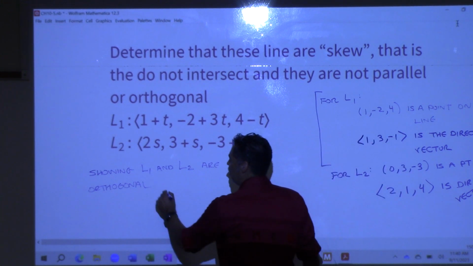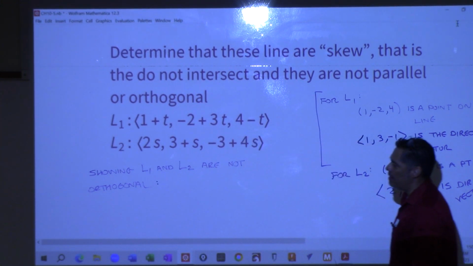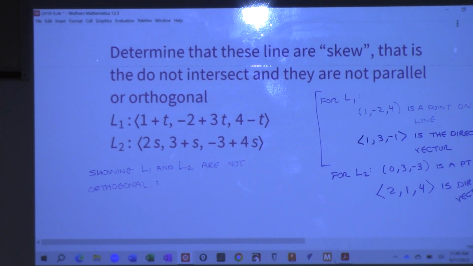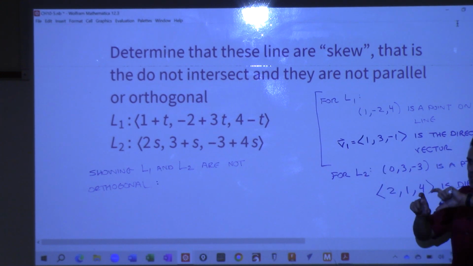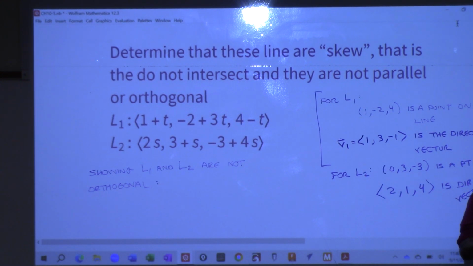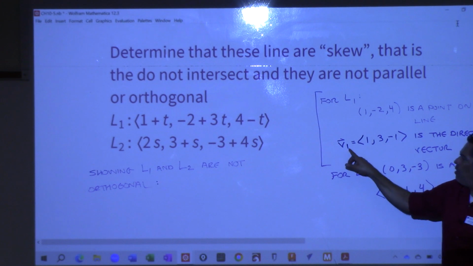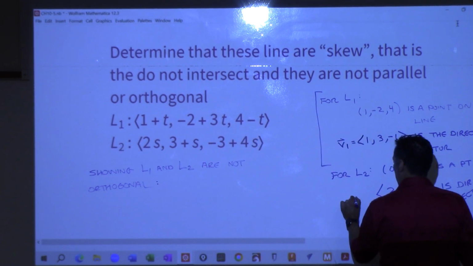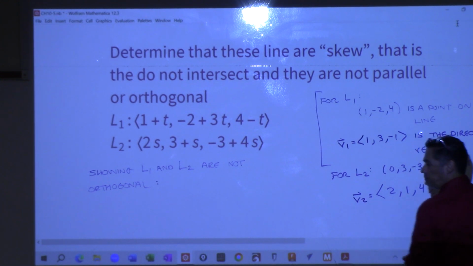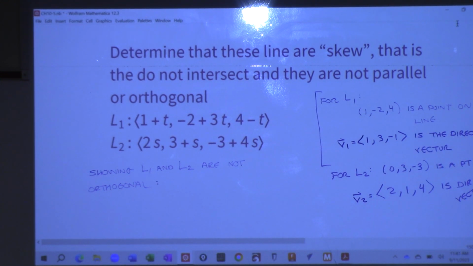All right, I'm about to show this. So I'm showing that L1 and L2 are not orthogonal by taking the dot product of the two direction vectors, right? So let's label these. How about we label this V1, okay? Because in the definition for the line, we called V the direction vector. So I'm going to call V1 the direction vector of the first line. And this one I'm going to call V2, direction vector, right?